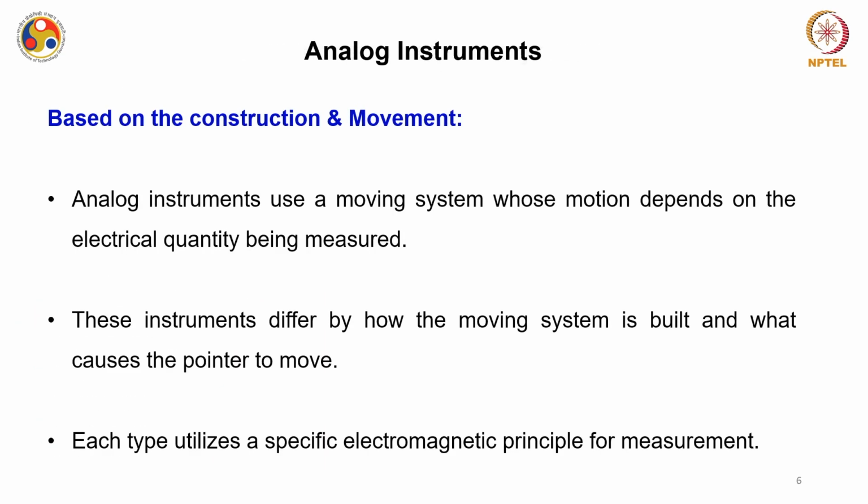As I have mentioned, we are discussing analog instruments based on differences in the construction and the moving part. These analog instruments use a moving system whose motion depends on the electrical quantity under measurement. These instruments differ by how the moving system is built and what causes the pointer to move. Each type of instrument that you have seen utilizes a specific electromagnetic principle for measurement, but we can have other ways of measurement, say based on charge, like in electrostatic systems.